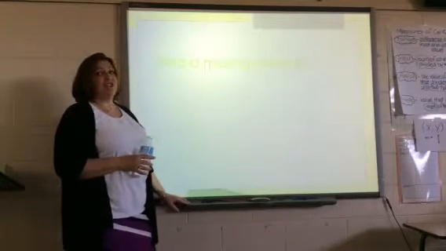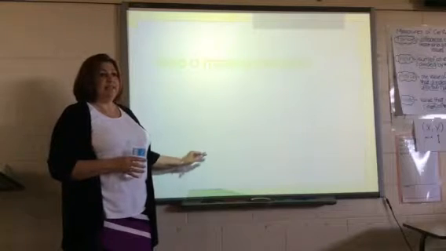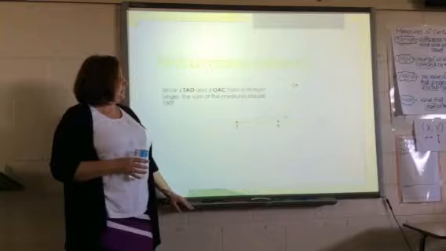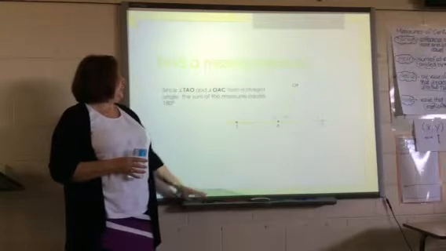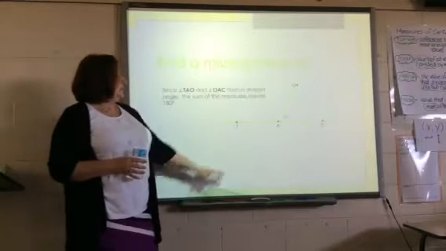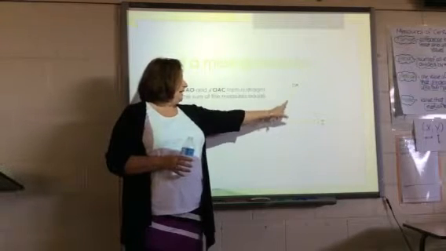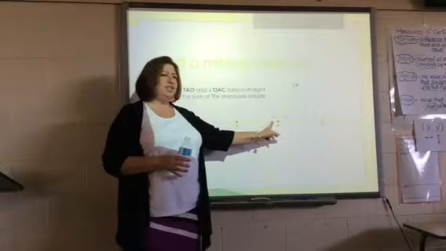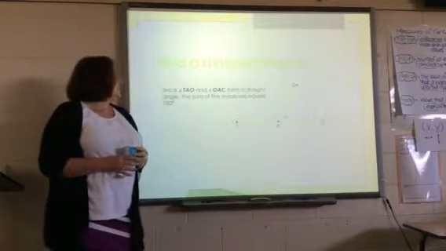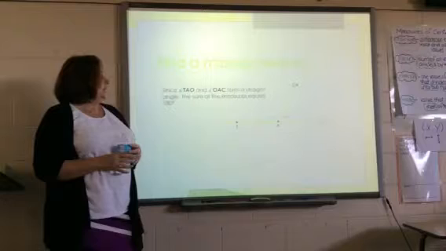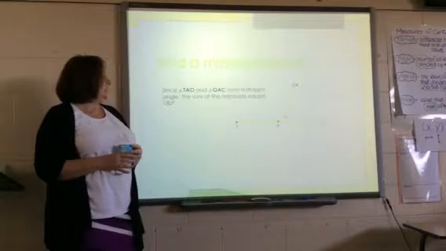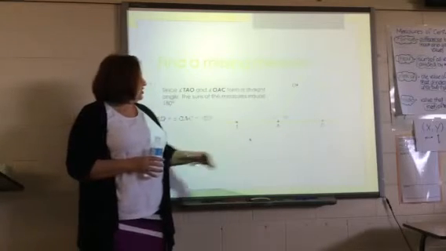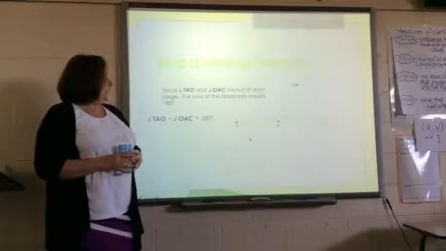Find a missing measure. This is the other half of the lesson. This requires math. Here we have this diagram. I have two angle measures. Angle OAC is 48 degrees. Angle TAO is 2x. Since TAO and angle OAC form a straight angle, the sum of the measures equals 180. I need to find the measure of TAO.